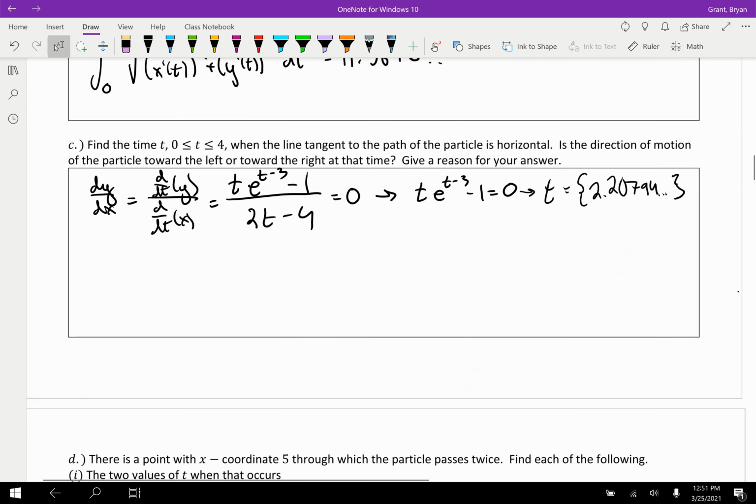Now notice that we actually have two different equations that tell us how the particle moves. My velocity is technically given by a vector of x prime of t and y prime of t. Each of these components works together to show how the particle moves. So, because we're talking about this time value, let's go ahead and figure out what each of those are at that time value. So what is my velocity vector at that time?